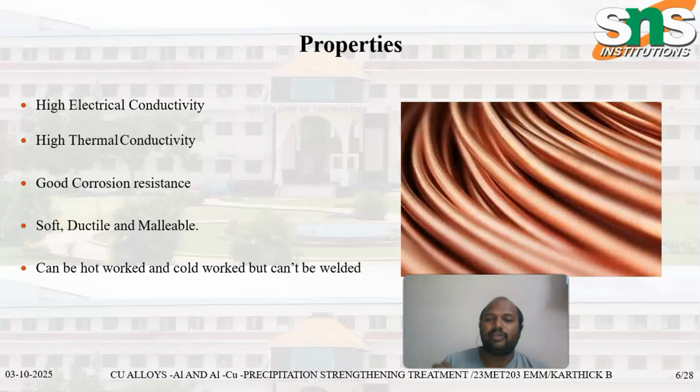Ductile means we can draw it into a wire-like format. Malleable means we can convert it into a sheet-like material, right? Here it can be hot worked and cold worked, and cold work means that it can be deformed or change its shape even at low temperature, and also at high temperature. But the only drawback when we look at copper is that it cannot be welded, right? That is the only drawback in copper.